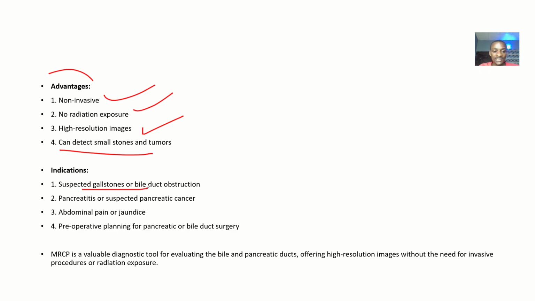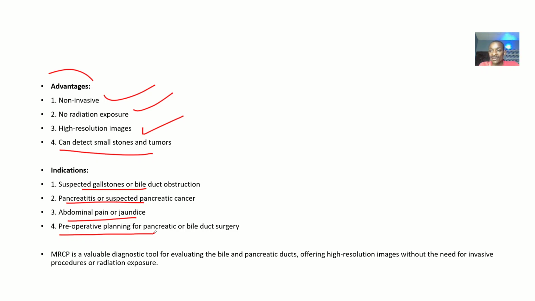They're talking about when this method is needed. If you suspect that there's gallstones or bile duct obstruction, if you suspect that there's inflammation of the pancreas, that's pancreatitis, or if you suspect that there's pancreatic cancer. Then if you see that there's abdominal pain or jaundice, then you are trying to do this imaging. Also if you have pre-operative planning for pancreatic and bile duct surgery.